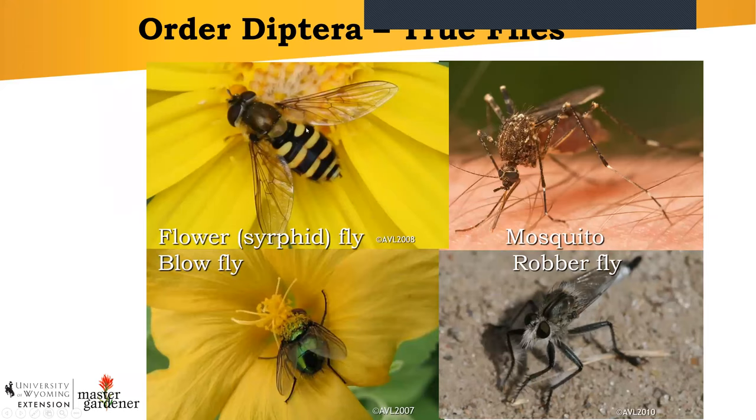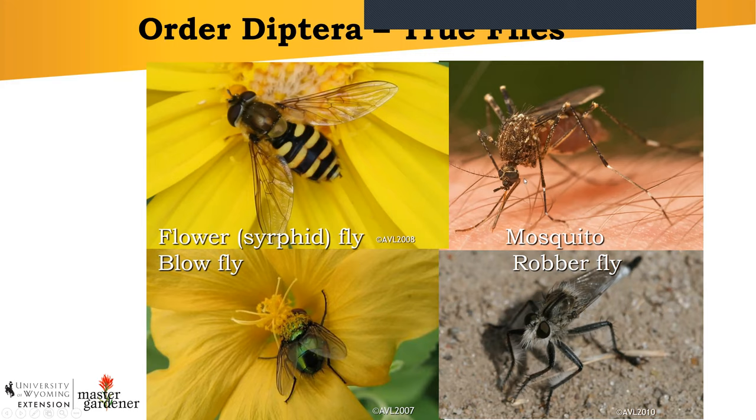The order Diptera includes things like flower flies. You've probably all noticed these on flowers. And in many cases, they mimic wasps. They have black and yellow or other bright coloration. They only have two wings, and they have a thick junction between their thorax and their abdomen. So that helps distinguish them immediately from the wasps.